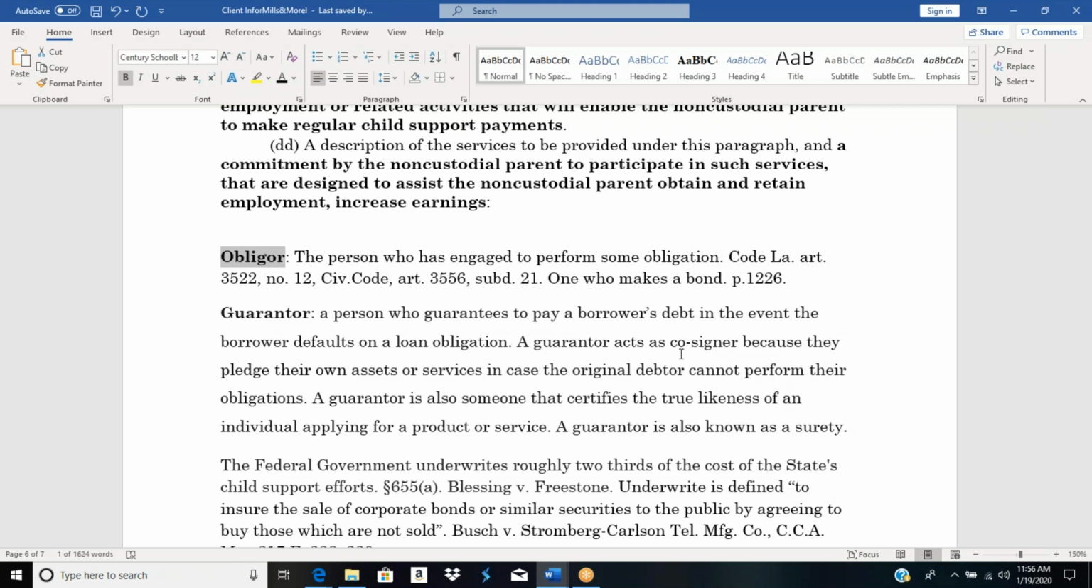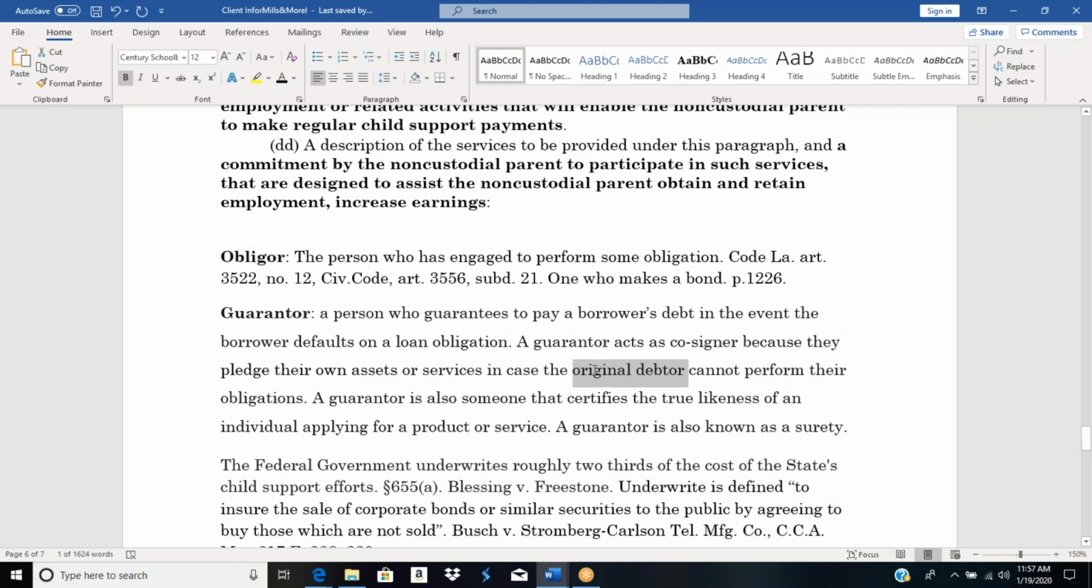In the event the borrower defaults on a loan obligation. So in other words, a cosigner. All right, let's say your daughter, your son, your offspring, whatever, is getting a car, and you cosign, and the daughter or son, or maybe family member, doesn't pay the loan. Guess who they're coming after for that loan? You. That's the guarantor. A guarantor acts as a cosigner because they pledge their own assets or service in case the original debtor cannot perform their obligation.